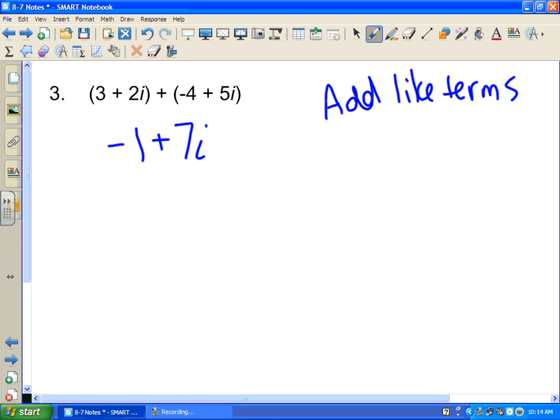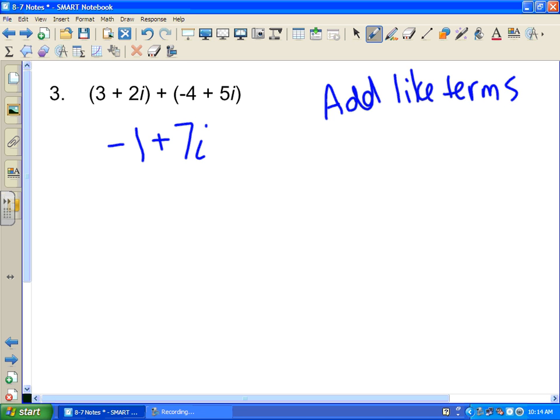As long as you don't have the square root of negative 1 anywhere, is there a square root of negative 1 in this problem? Nope. Is there an i squared in this problem? Nope. Then we're done. So you only have an i squared if you're distributing, multiplying.